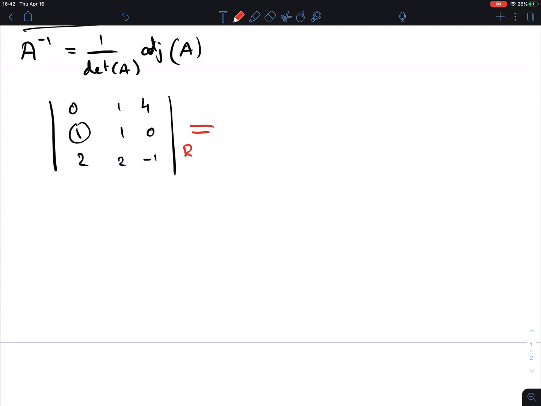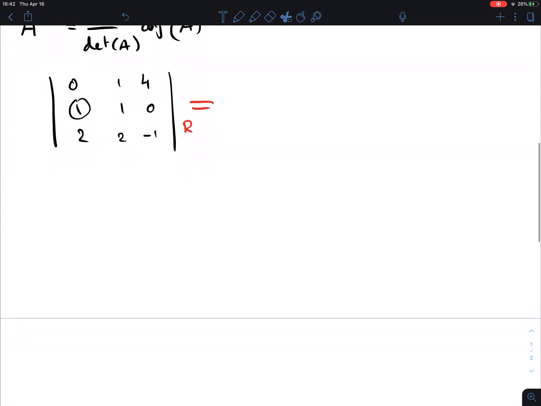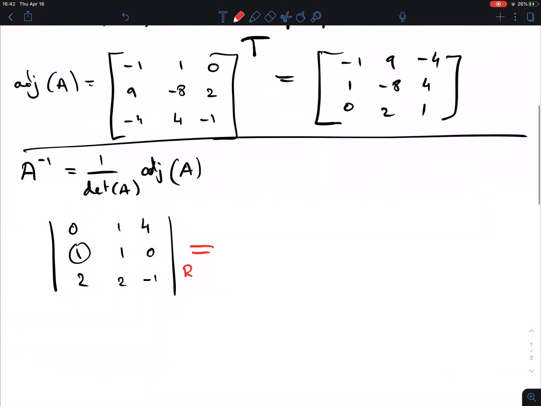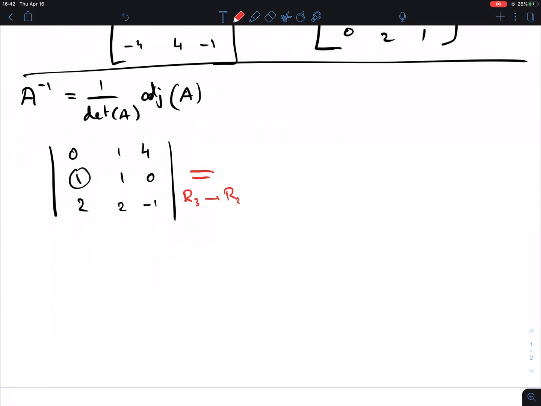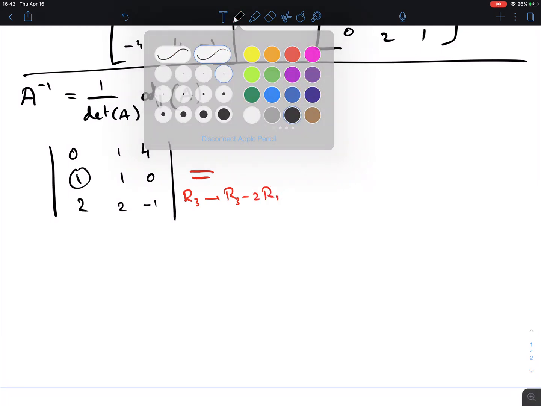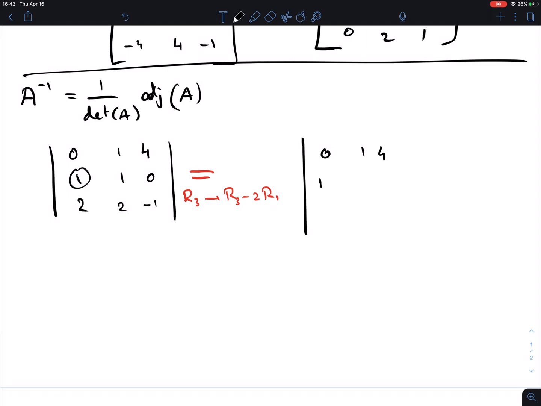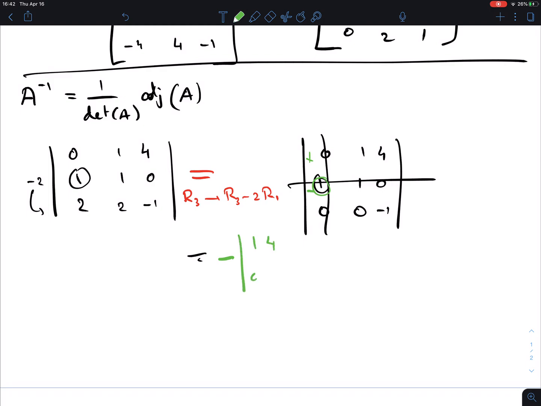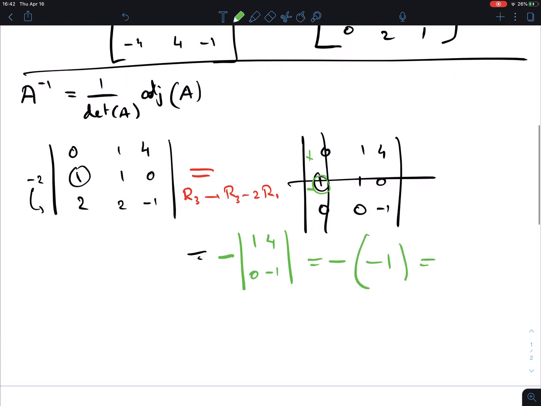This is the entry I have to make 0. So replace R3 with R3 minus 2 times R1. We get 0, 1, 4, 1, 1, 0. I multiply R1 by negative 2 and add. So I get 0, 0, negative 1. I made my pivot in the first column, so I can use this, but be careful, it always comes with a sign, so it's plus minus. It's a minus here. The 1 is a 1. What I'm left with is 1, 4, 0, negative 1. And that is minus 1, minus 0. So the whole thing is 1.